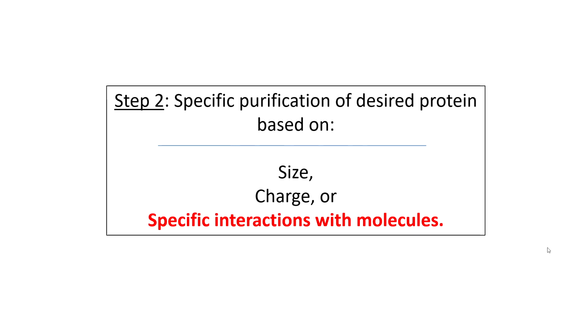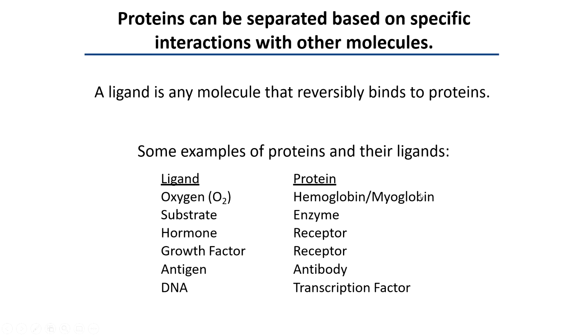Now let's look at column chromatography methods that separate proteins based on what they interact with. Remember that some proteins are actually capable of binding ligands. So enzymes bind substrates. Receptors can bind hormones or growth factors. Antibody proteins bind antigens, pathogenic antigens. Transcription factors, which are proteins that help to encourage gene expression, will bind to DNA as its ligand. As we reviewed in the first 2 videos, hemoglobin and myoglobin bind to oxygen as their ligand.